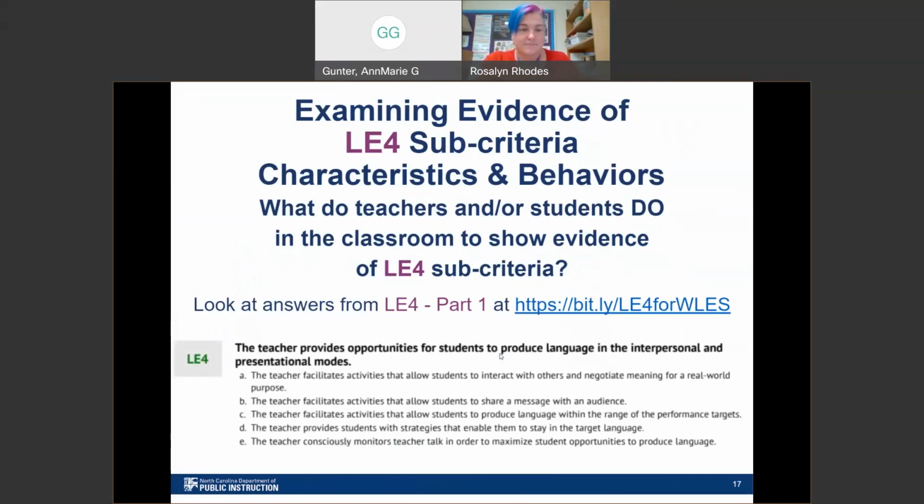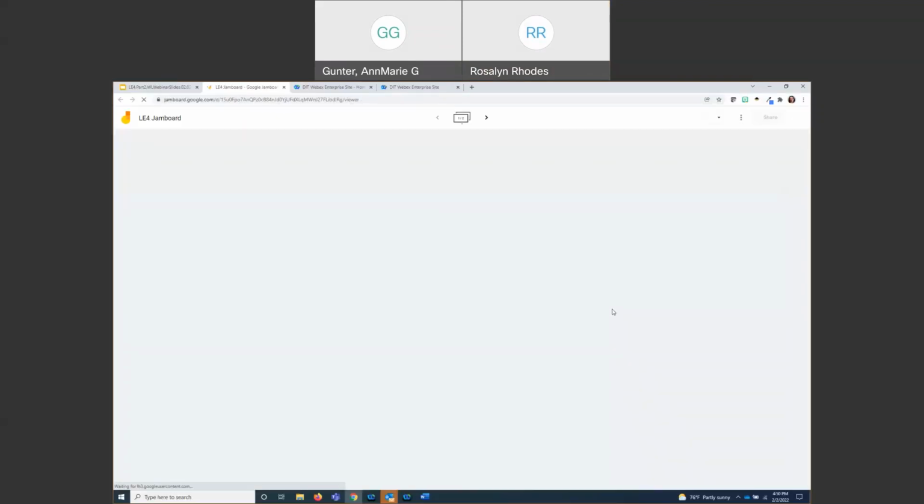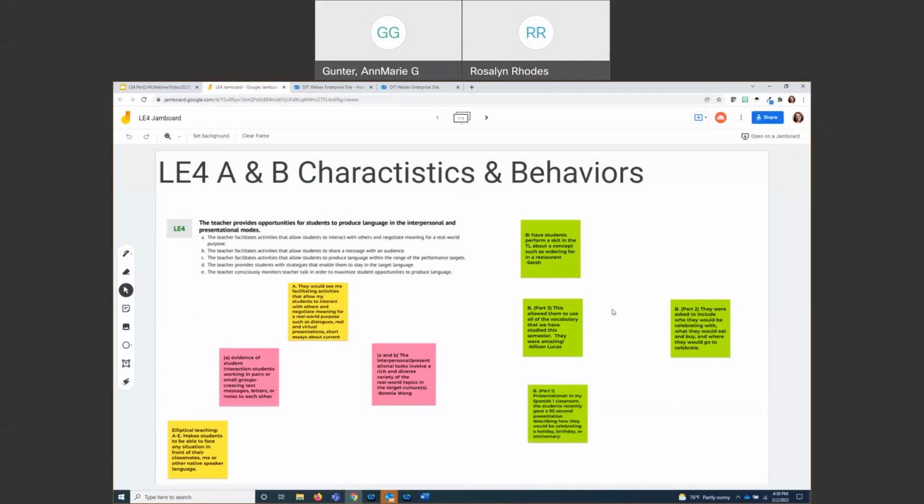And during part one of this broadcast for LE4, we asked this question: what do teachers and our students do in the classroom to show evidence of LE4 subcriteria? I think it's important for us to think about that and look at it. Some of you may have even been here for part one and entered something on the Jamboard. I put the link to the Jamboard in the chat box for you. If we click on that bit.ly link, we go over to the Jamboard. And for those of you who don't know, Jamboard is a Google tool, so it's free.